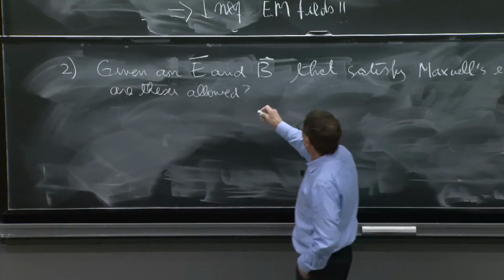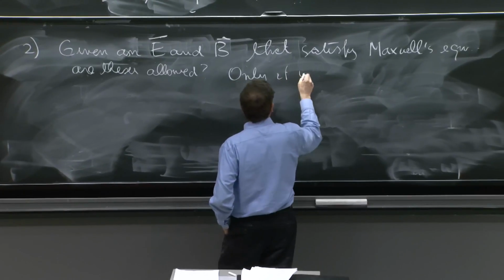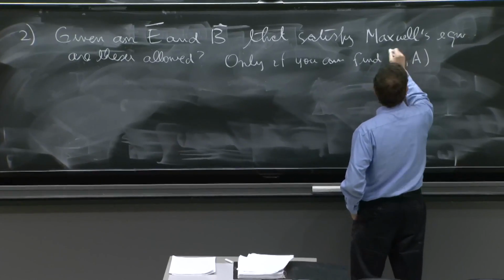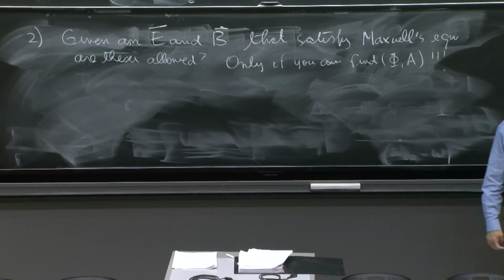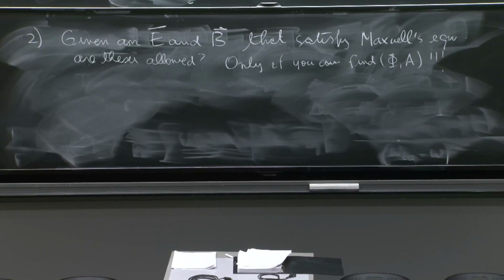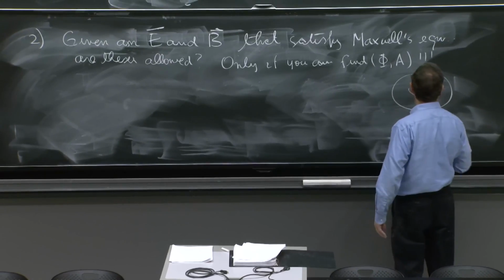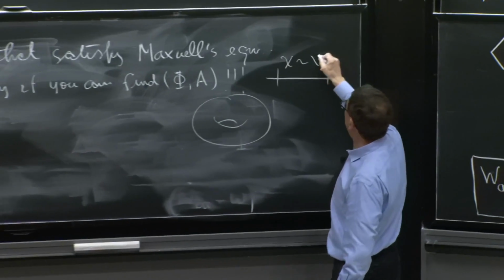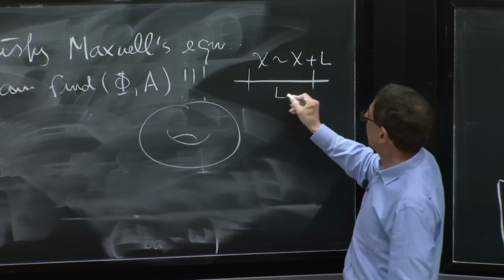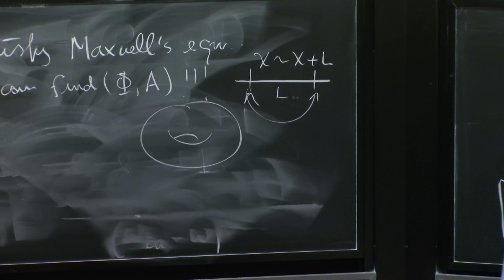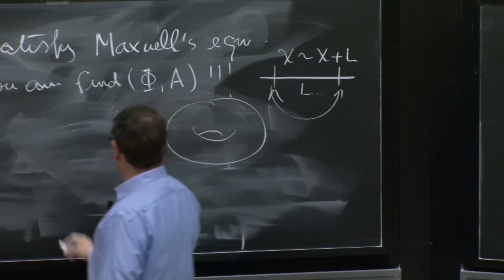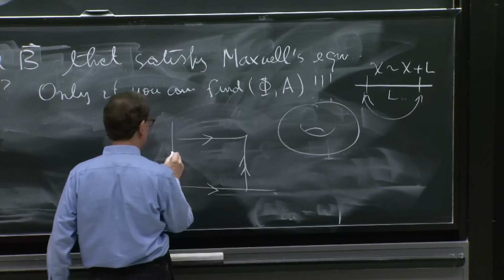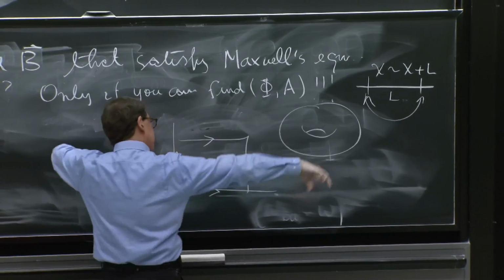Are these allowed? Only if you can find a phi and A. And sometimes that can fail. On a torus, again, a torus, we've described in this course a circle as the line x identified with x plus L. So here is L, and you identify. A torus can be done by taking a piece of the plane and identifying this line with that and this line with this line. So you glue this, form a cylinder, and then you glue the other ends.